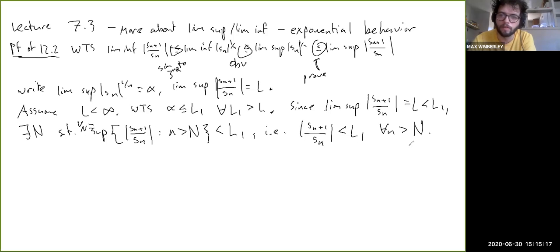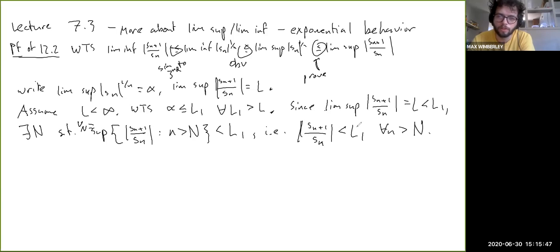Because the sup of those things is less than L1, then the individual numbers themselves are also less than L1, right? Okay, so remember the overall strategy here is we're going to take advantage of the fact that we're thinking of Sn to the 1 over n as the average of the first several of these numbers, basically.